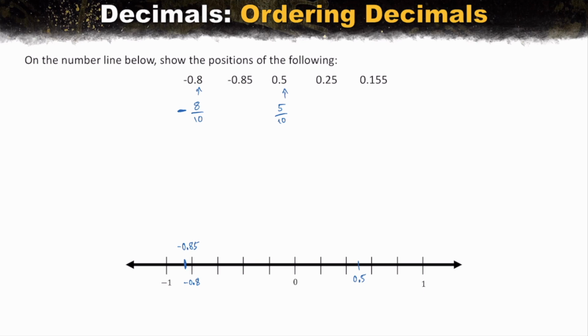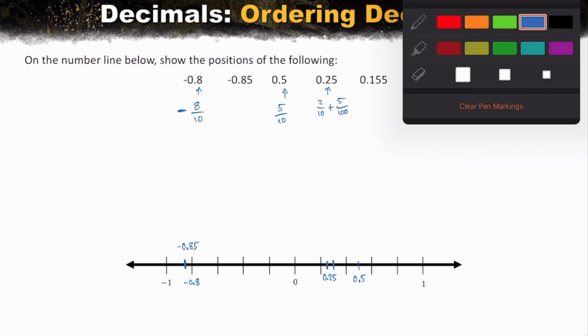0.25 is 2/10, but halfway to the next tenth. All right. So 2/10 plus 5/100ths, which just tells you it's halfway to the next tenth. So 2/10 is just here, but it's halfway to the next one. Keep in mind the next one, we've got it in fifths rather than tenths. So the next one's sort of that line there. Halfway between the two is here. So this is where our 0.25 would belong.